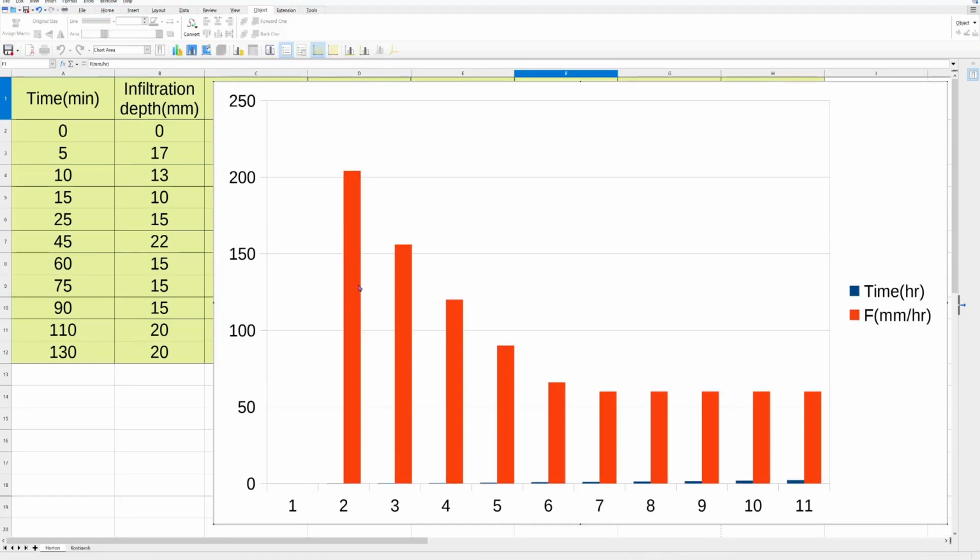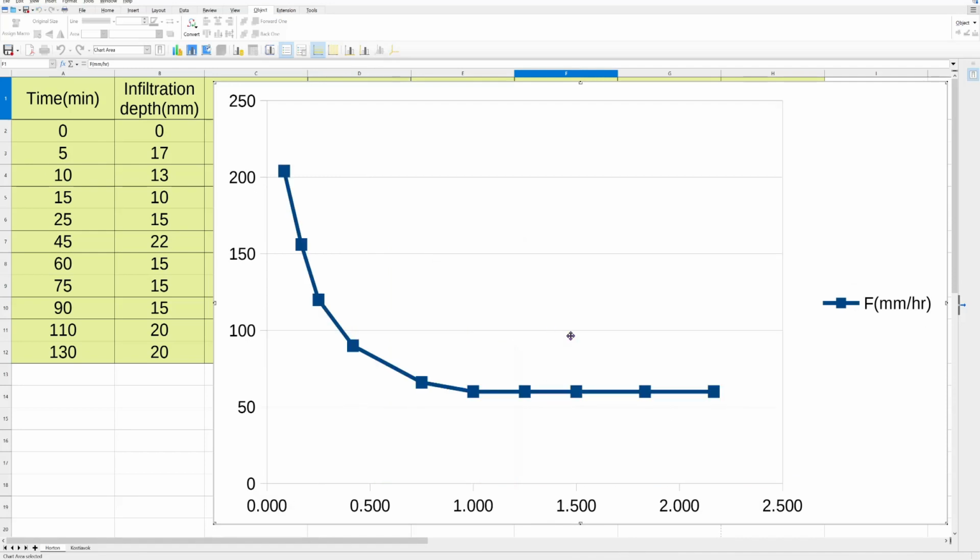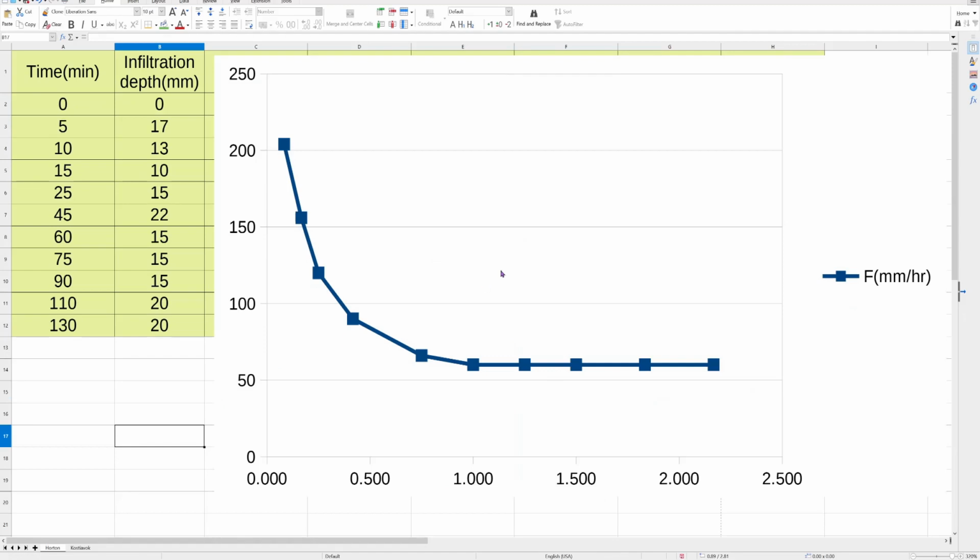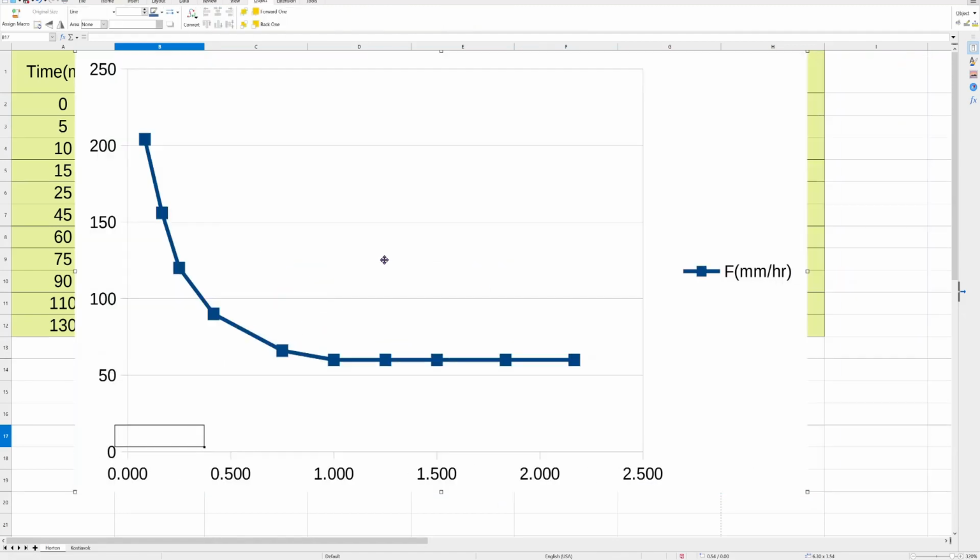Insert chart, and I don't want column, I want x, y. So you see, this is the beautiful chart that you are going to get. So this is the infiltration rate curve.